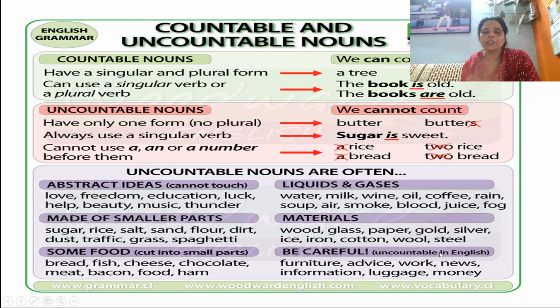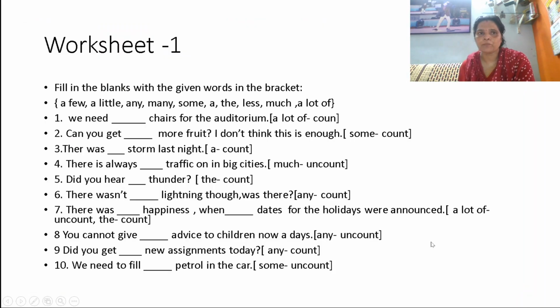Uncountable nouns I have already discussed. So the same thing I have shown you. It has only one form, always takes a singular verb, and we cannot use a or an or any number before them. Like this example, let us start the worksheet.